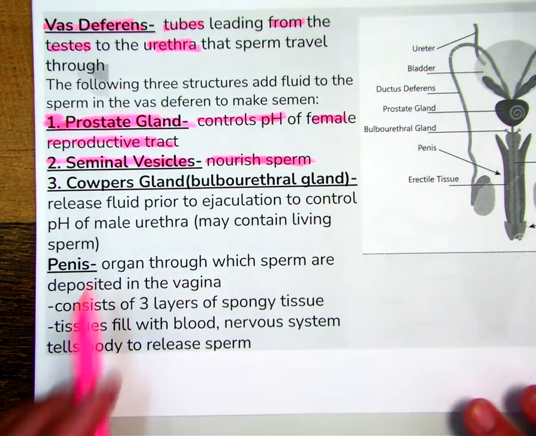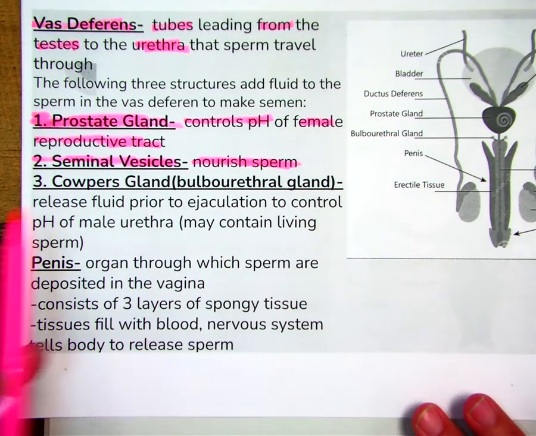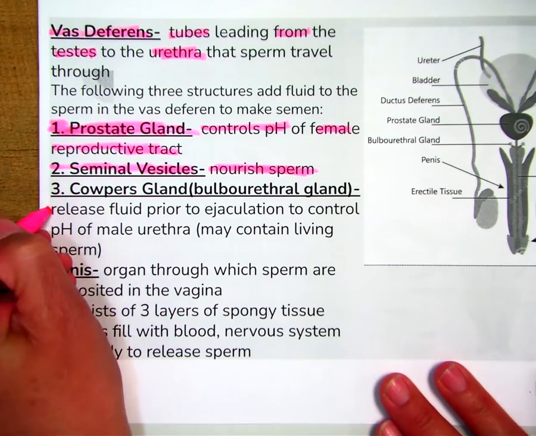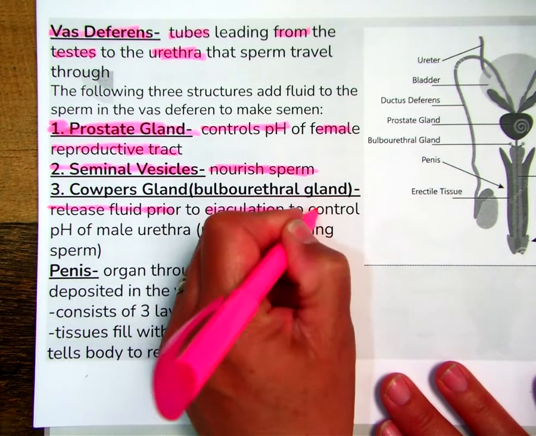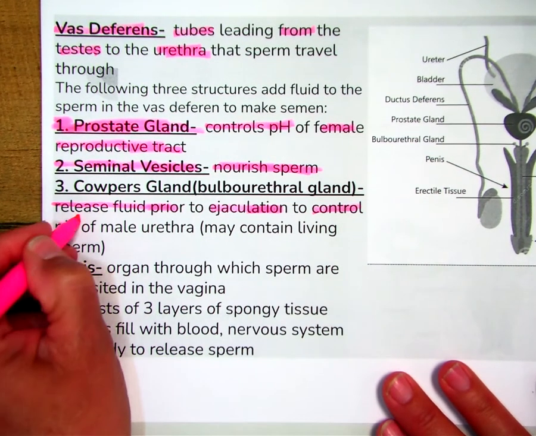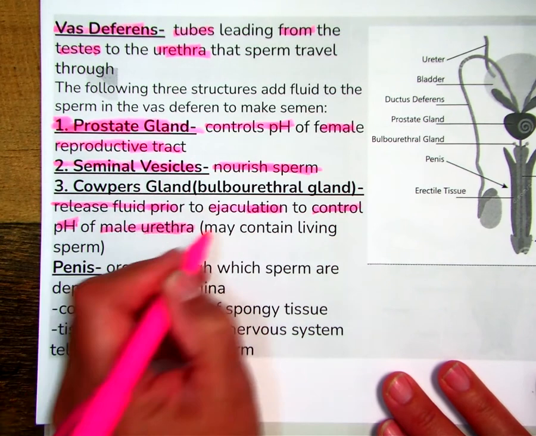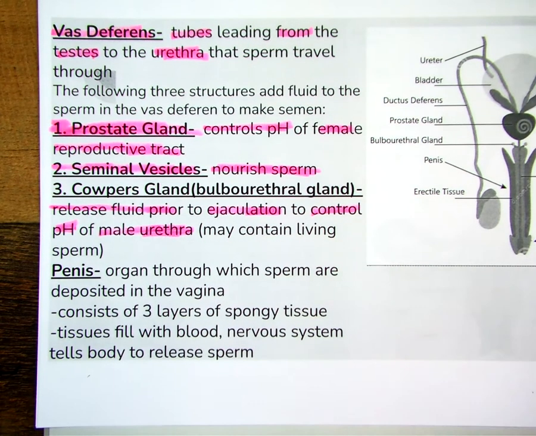The Cowper's gland is next, also called the bulbourethral gland. This releases fluid prior to ejaculation to control the pH of the male urethra. So think about this. There's a little bit of fluid that comes out first prior to semen. And why is this?